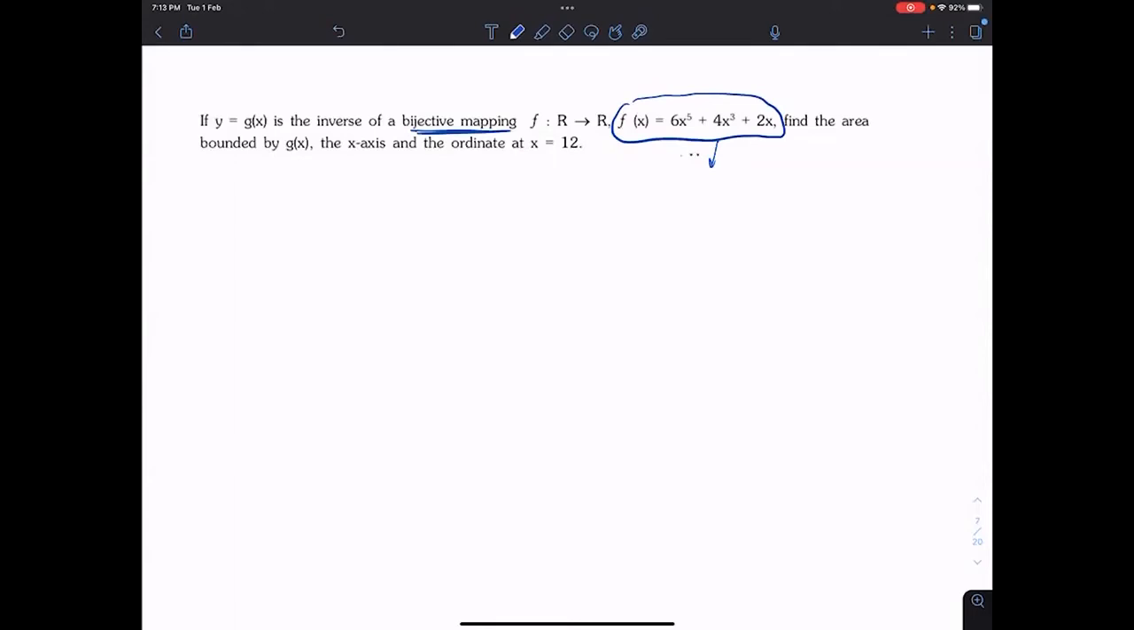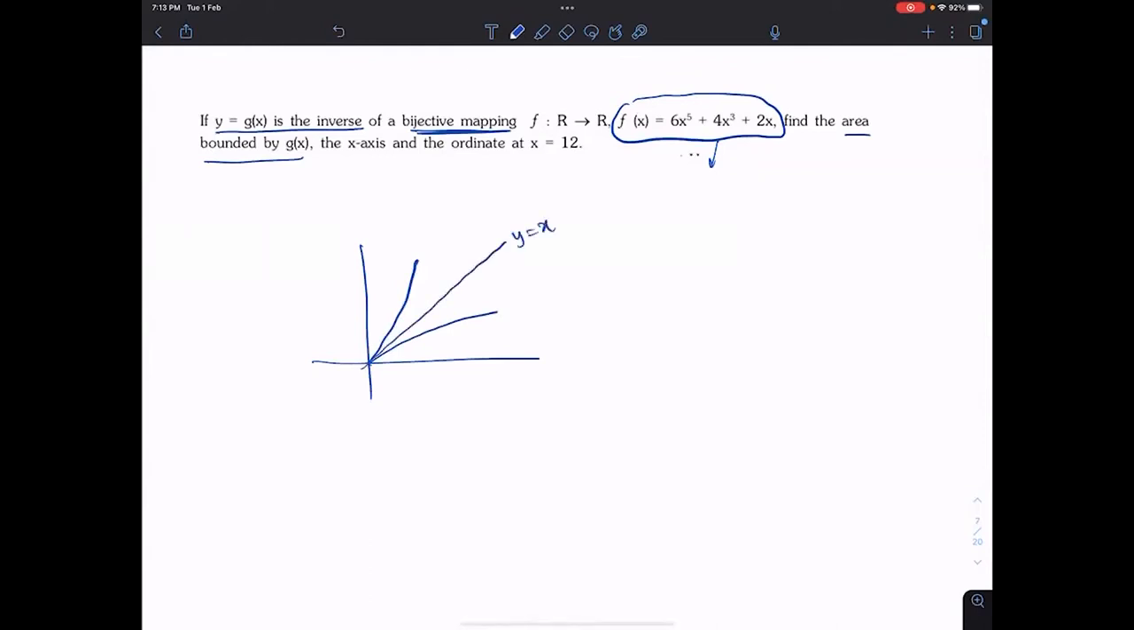But what they are asking is the area bounded by g of x. What is g of x? Inverse of f of x. If the f of x graph is like this, then the g of x graph will be like that, the image with respect to y equals x. They are asking the area bounded by g of x, the x-axis, and the ordinate at 12. That means x equals 12.